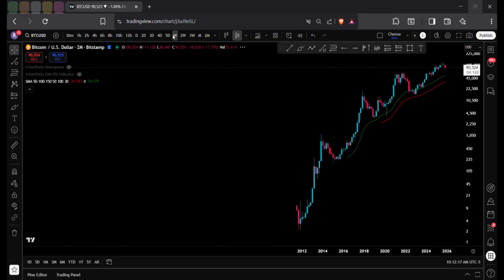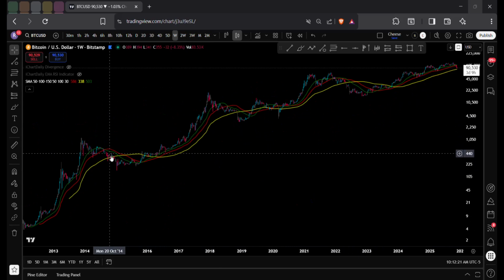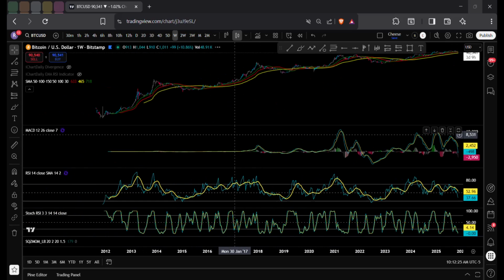How do we confluence this? I'll make this video very quick. How do we confluence the breakdowns and the breakups with an RSI?